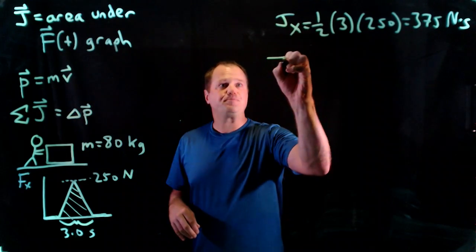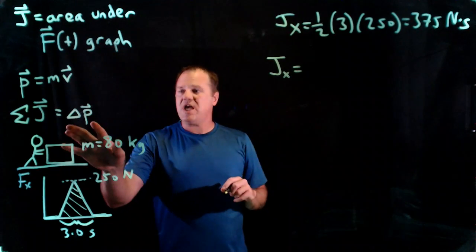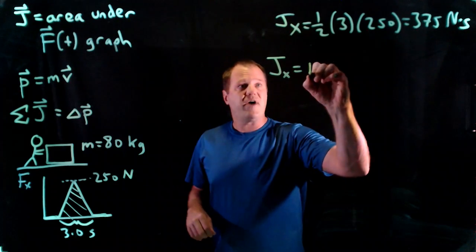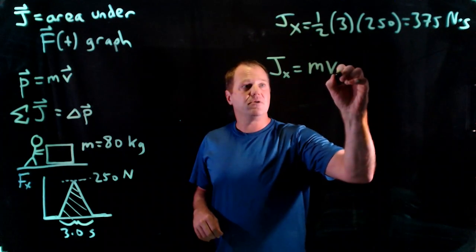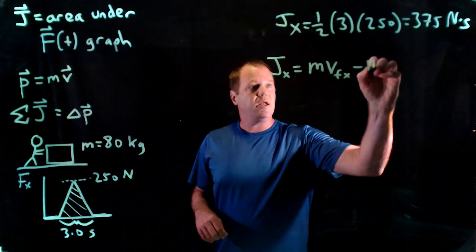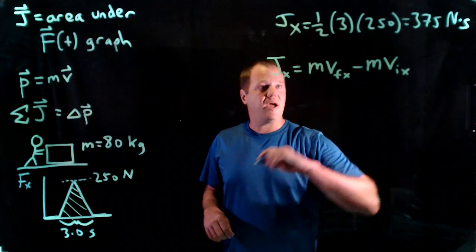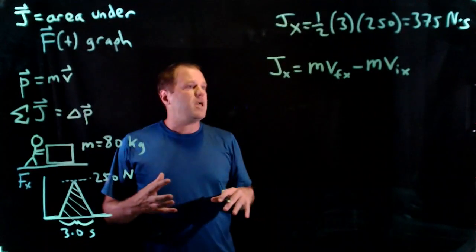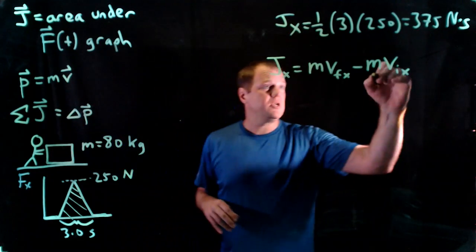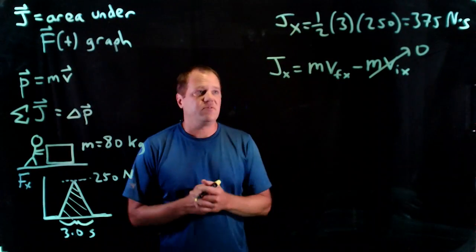Now let's work on the right-hand side. I know that there's only one impulse, and I've calculated it. The change in momentum will be final minus initial. So it will be final momentum, which is mass times final velocity in the x direction, minus initial momentum, which is mass times initial velocity in the x direction. Then I'm going to simplify this. I mentioned that this box starts from rest, so this part goes to 0, and this is a very easy problem to solve.